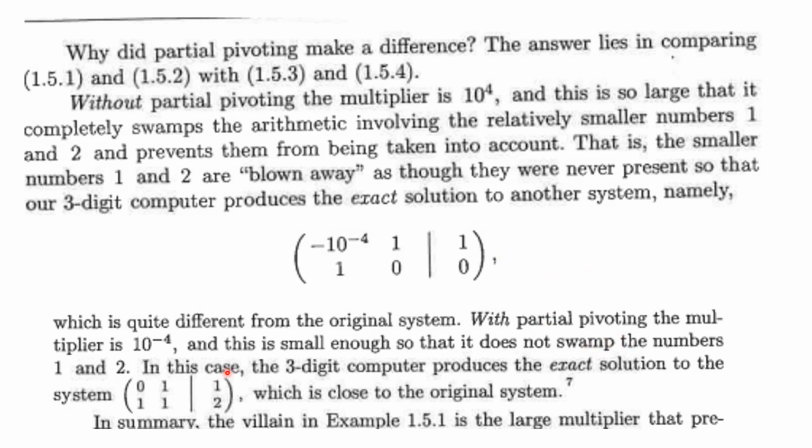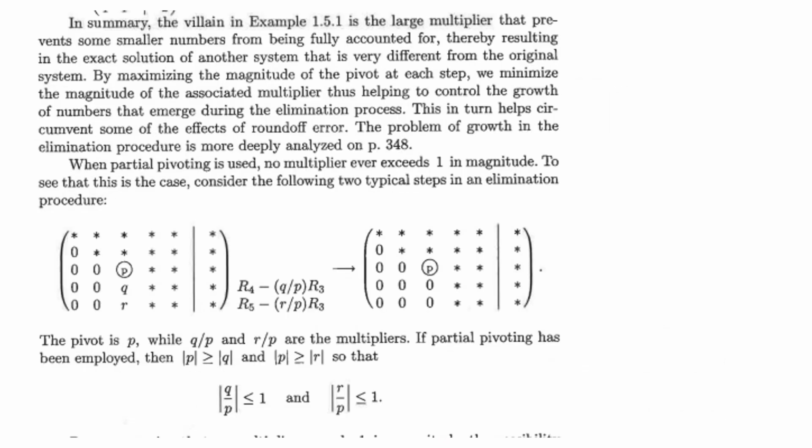With partial pivoting, the multiplier is 10 to the minus 4, and this is small enough so that it does not swamp the numbers 1 and 2. In this case, the three-digit computer produces the exact solution of this system, which is close to the original system. In summary, the villain was the large multiplier that prevents some smaller numbers from being fully accounted for, thus resulting in the exact solution of another system, a different system from the original system.